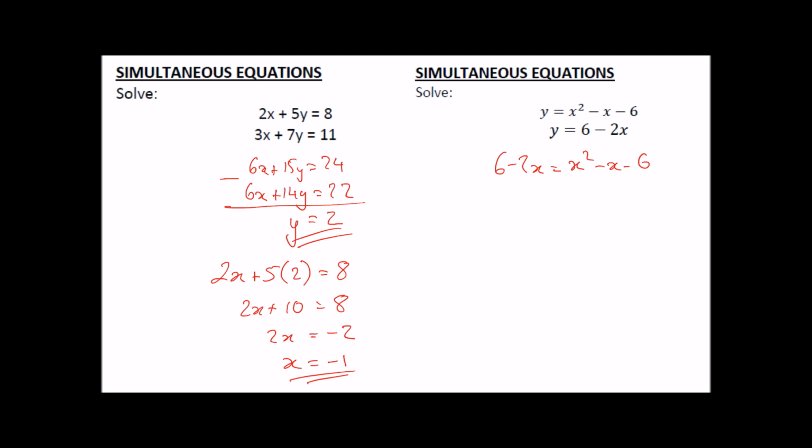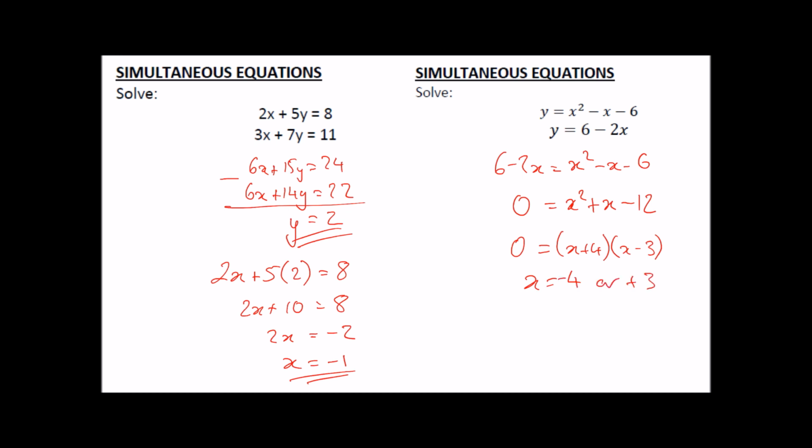So I'm going to take the 6 and the minus 2x over to the other side. And that will give me x squared plus x, because I'm adding 2x to that side. And then minus 12, because I'm taking another 6 off. And then we can just factorise to solve. So that would be x plus 4 and x minus 3. And to make it equal to 0, x must be minus 4 or plus 3.